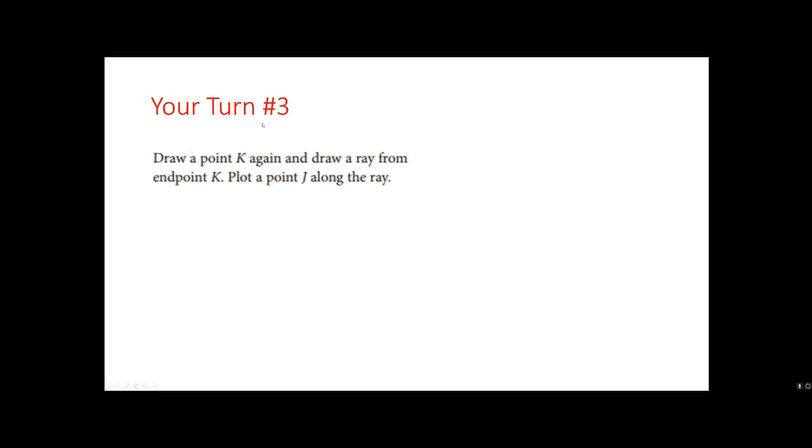All right, your turn. Number 3. Draw a point K again and draw a ray from endpoint K. Then plot a point J along the ray. So K is your endpoint and it's going a certain direction, and that's where J comes in, just like the example that I gave you.